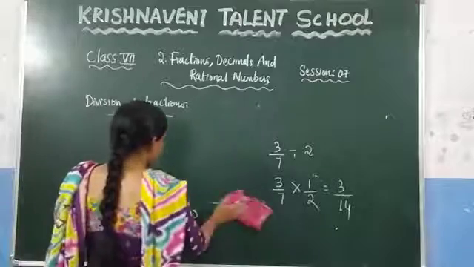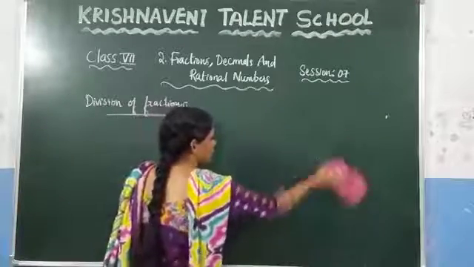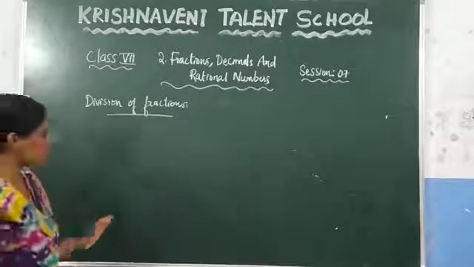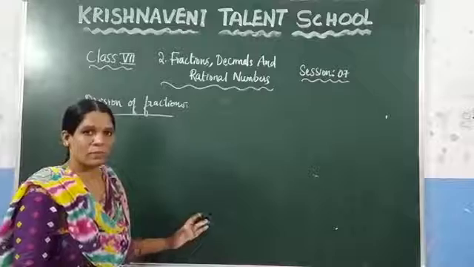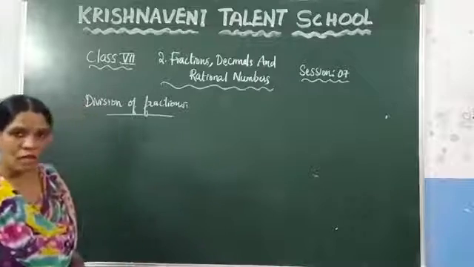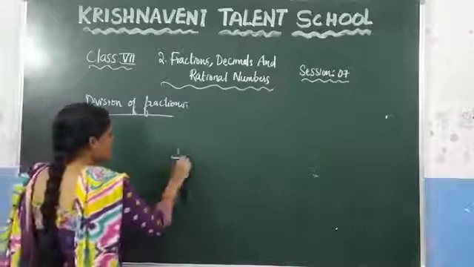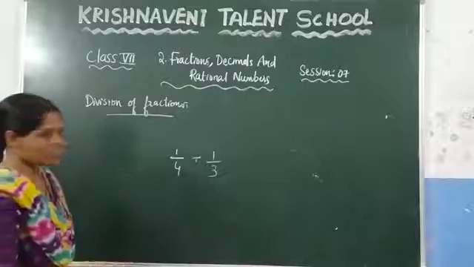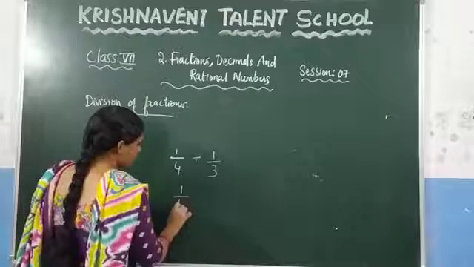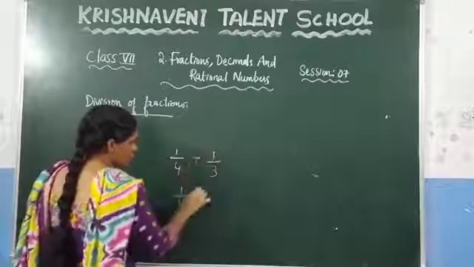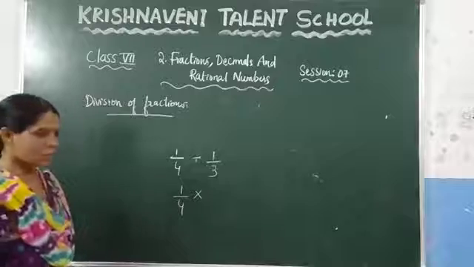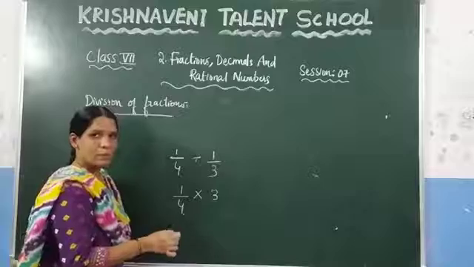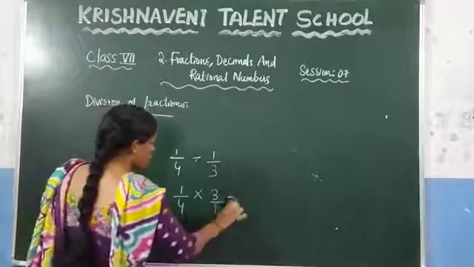Now, see the next one. If you are given two fractions, both are fractions. Now we have discussed a whole number and a fraction, and after that a fraction and a whole number. Now, if both are fractions, how do you divide? Let us consider 1 by 4 divided by 1 by 3. If you want to divide two fractions, what is our step? The same process. In case of division, keep multiplication and write the reciprocal. What is the reciprocal of 1 by 3? It is 3 by 1.